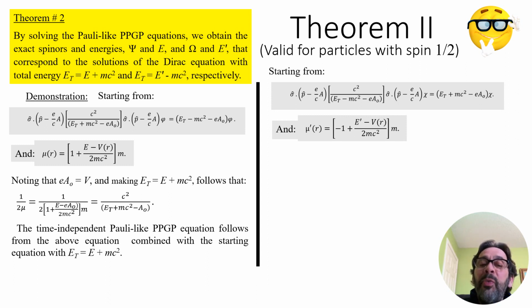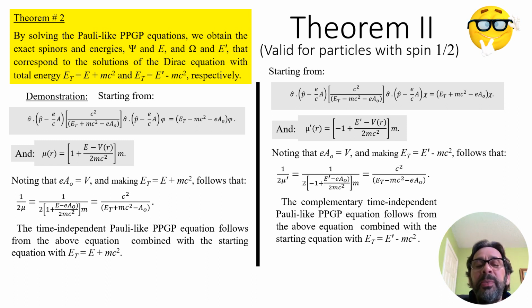Alternatively, starting from the other decoupled equation, I make mu prime equal to this expression, noting that E times E0 is the potential, and making the total energy E prime minus mc², it follows that 1/2 mu prime is this expression here. Then the complementary time-dependent Pauli-like PPGP equation follows from the above equation combined with the starting equation with total energy equal to E prime minus mc². This completes the demonstration.